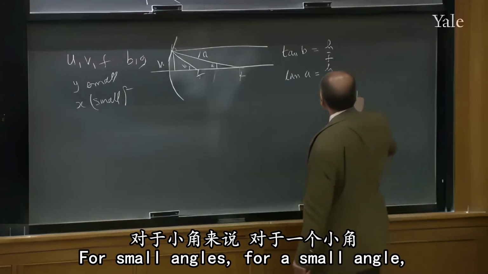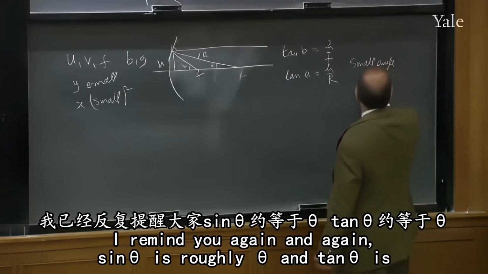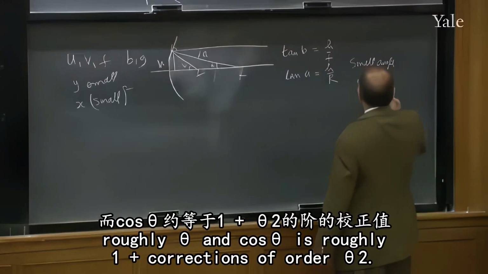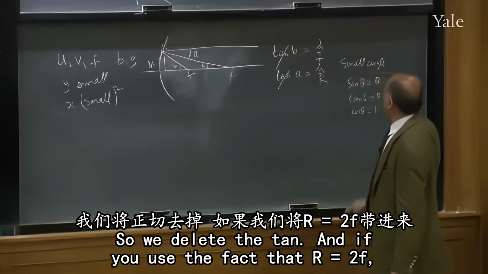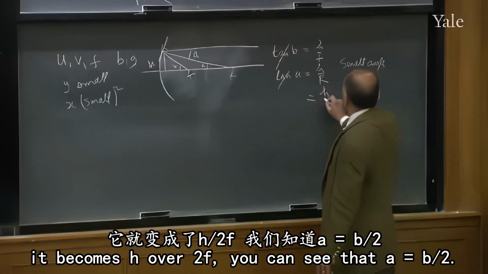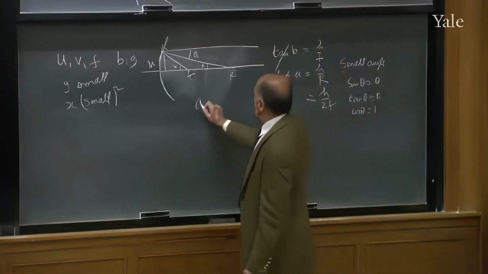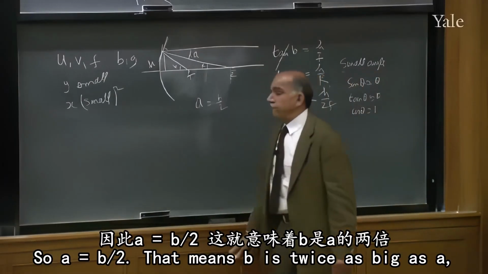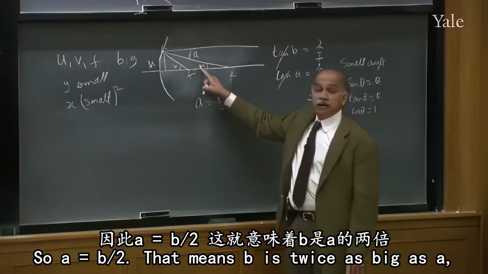For small angles, I remind you again and again, sine theta is roughly theta, and tan theta is roughly theta, and cos theta is roughly 1, plus corrections of order theta squared. So we delete the tan. And if you use the fact that r is equal to 2f, this becomes h over 2f. You can see that a is equal to b over 2. So a equals b over 2. That means b is twice as big as a.